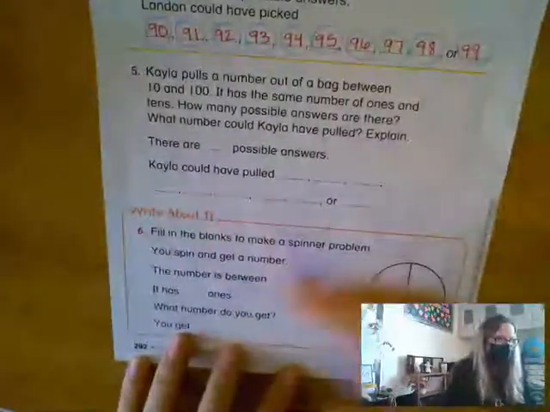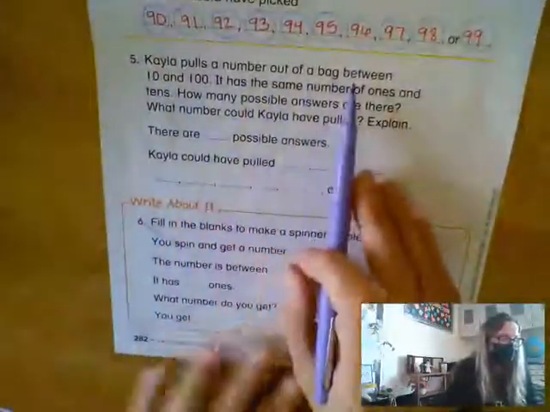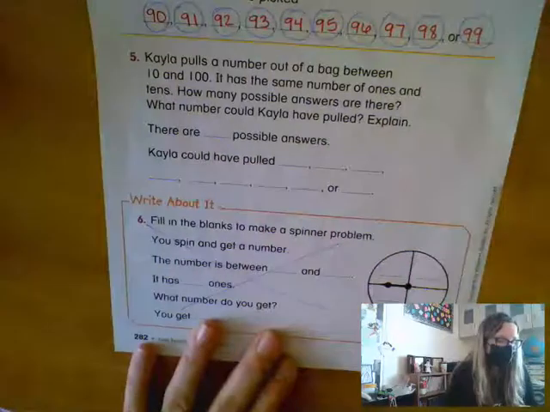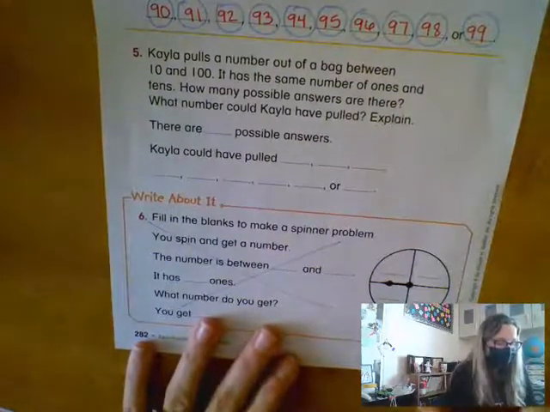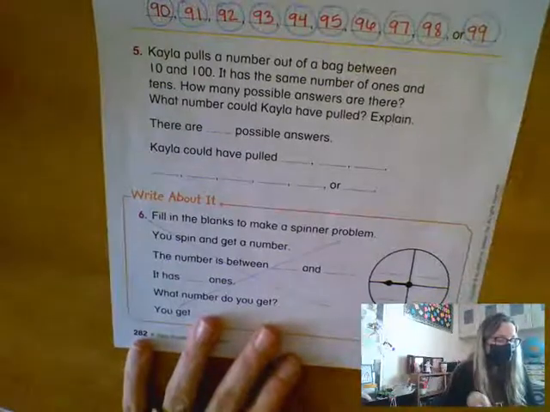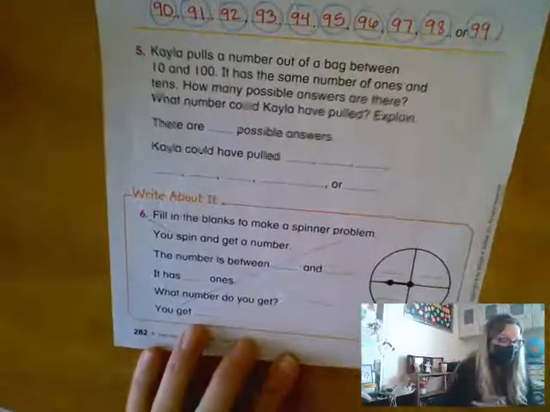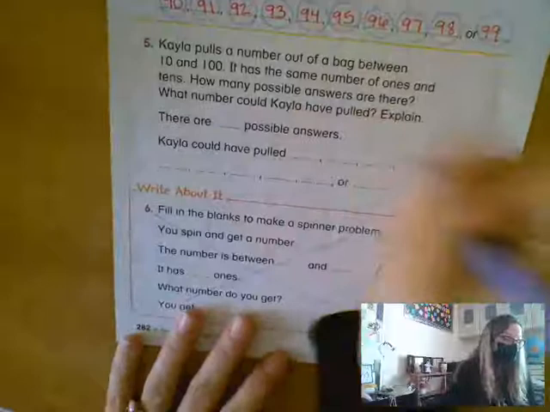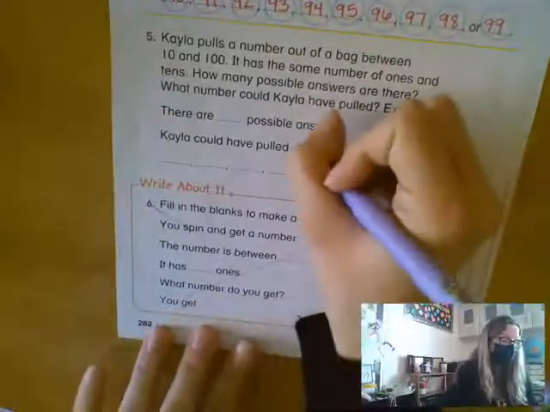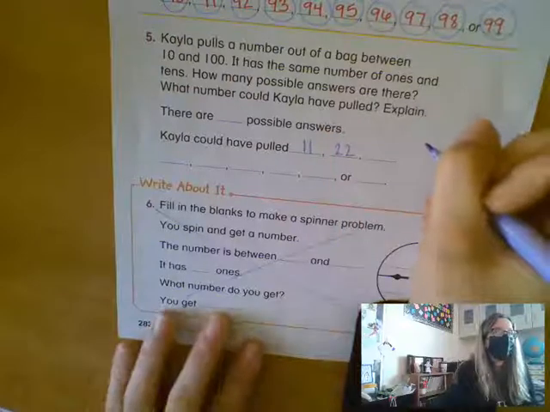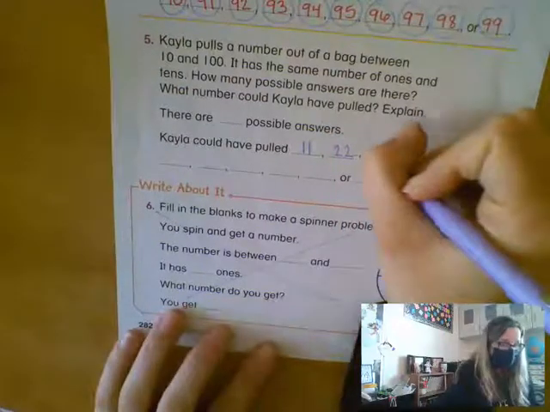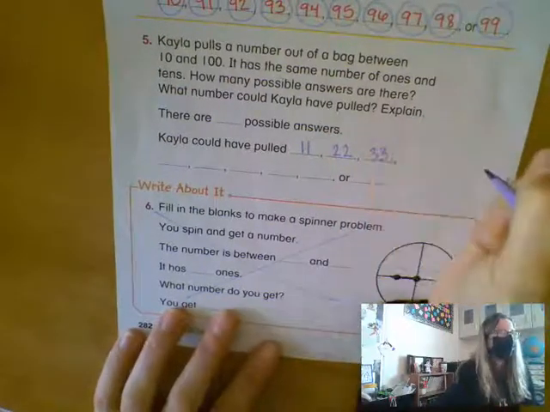And the last one we'll do is number 5. We're going to skip this one. So it says Kayla pulls a number out of a bag between 10 and 100. It's got the same number of 1s and 10s. How many possible answers are there? Well, if it has the same number of 10s and 1s, we could have 11. We could have 22. What else could we have? What about 33?